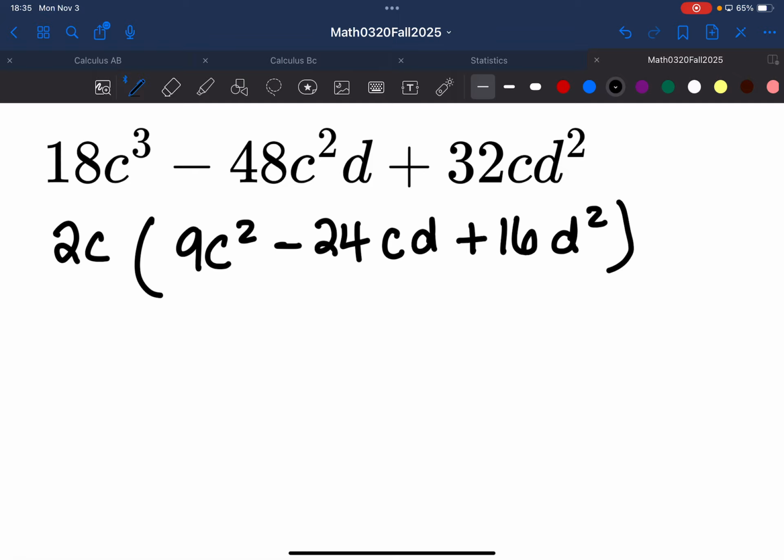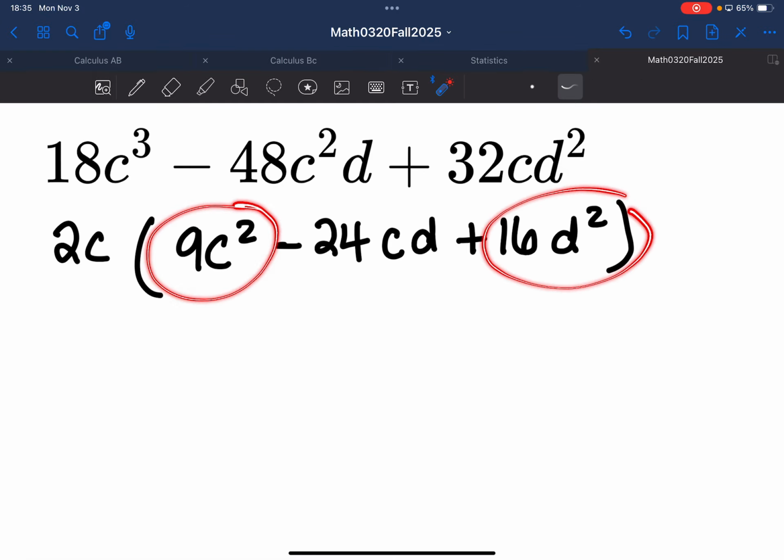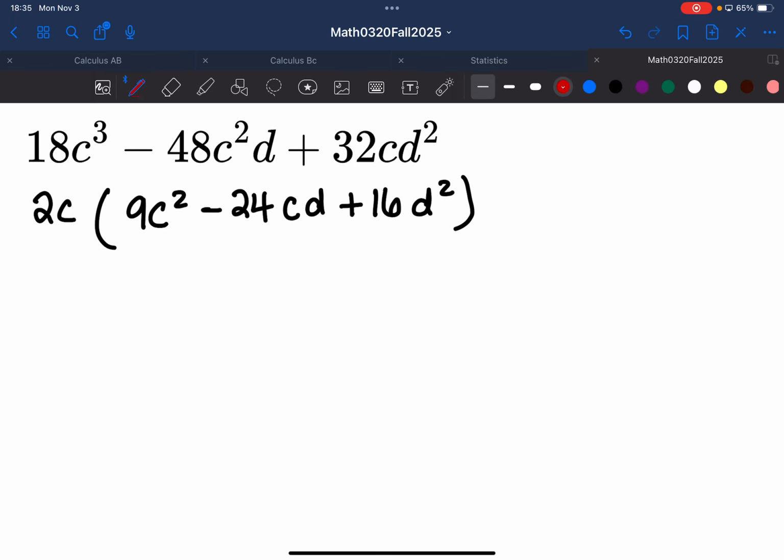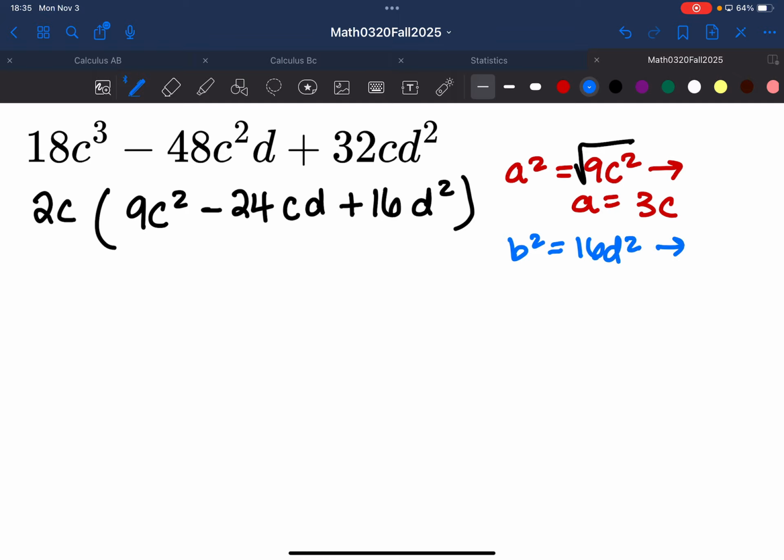Okay, now we look at our first and last term. Can we take the square root of 9 and 16? Yes. Okay. So we're going to do the same thing here. A squared is equal to 9C squared, which means A is equal to 3C, right? We got to take the square root of the number and the variable. And then B squared is equal to 16D squared, which means B is equal to 4D.